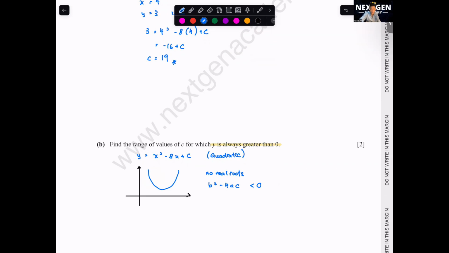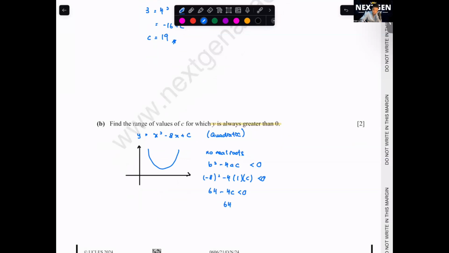This is how we relate the question. b is negative 8, so negative 8 squared minus 4ac less than 0. 64 minus 4c less than 0. 64 is less than 4c. We change the direction of it: 4c is more than 64. c is more than 16. This one has very few marks only, 4 marks. Okay, question 9. If you can do this, please type 9.